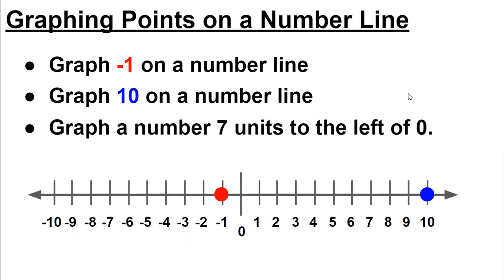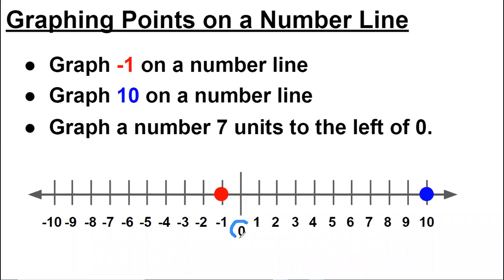Graph a number 7 units to the left of 0. 7 units to the left of 0. Well, here's my 0. I want to go 7 units left. Left is that direction, right? So let's count. 1, 2, 3, 4, 5, 6, 7. Would it be at -7? That's where I landed, right? Let's see.